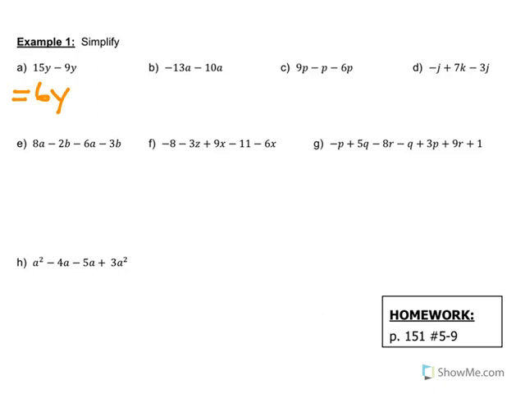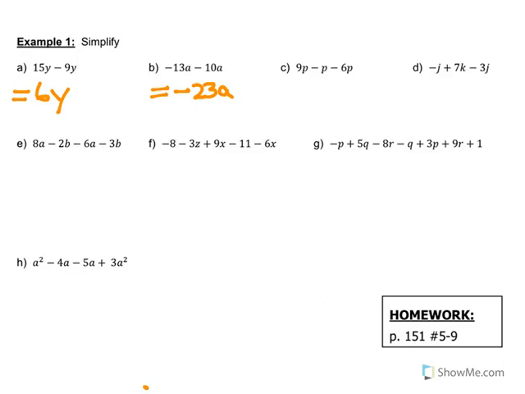Notice in B, both of the terms, negative 13a and the negative 10a, both have a's. So it's like apples and apples. If they both have a's and you're going to put them together, negative 13 minus 10 is going to give you negative 23a. Just like that. So it's like you're combining the coefficients together and you're just leaving the variable behind it.